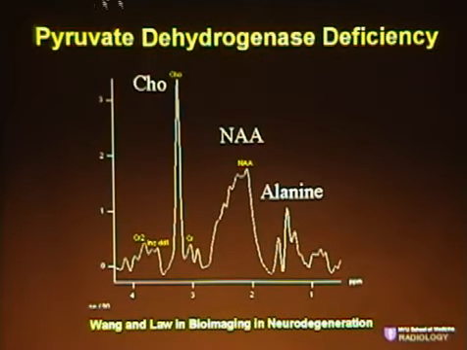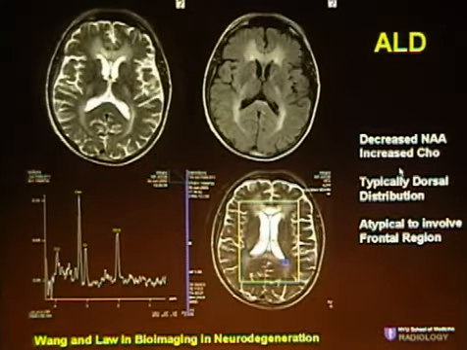There's an entity called pyruvate dehydrogenase deficiency where alanine is seen elevated. As you've already seen earlier today, some meningiomas will demonstrate alanine increase. In this entity, there will also be some increase in alanine and some decrease in NAA.